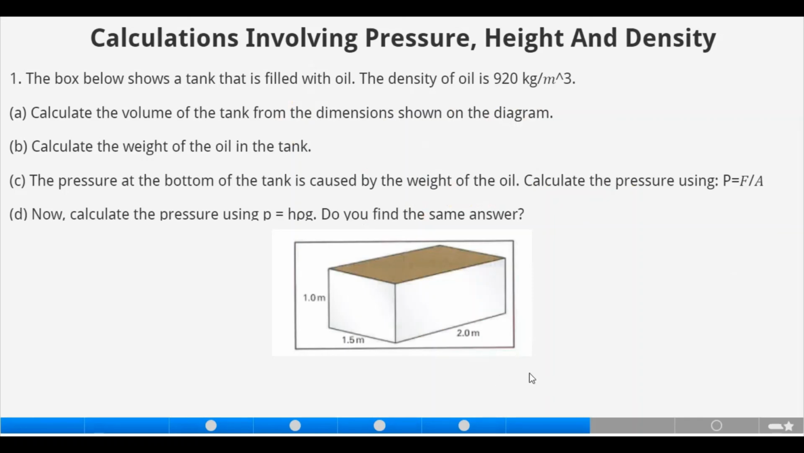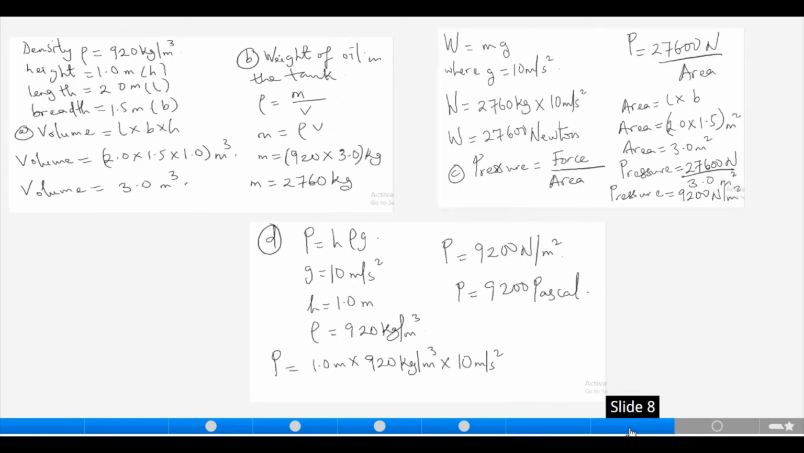Now let's move on. So the answers have been placed on here. You can observe it for some few seconds. You will discover that the answer we have in C is the same as that which we have in D. So let's move on.